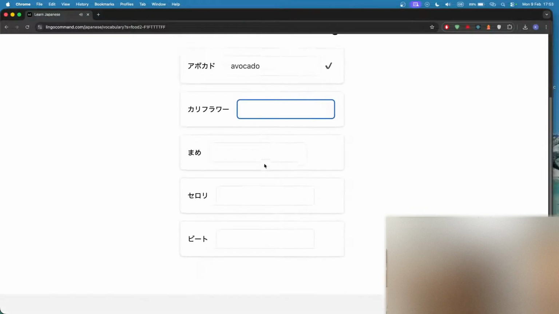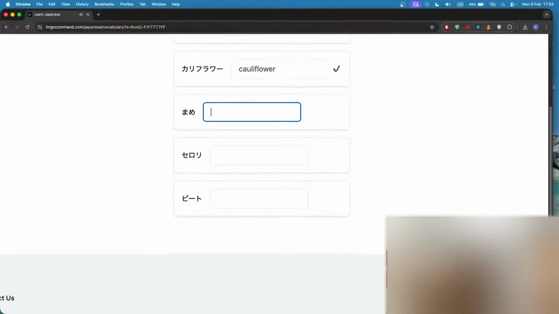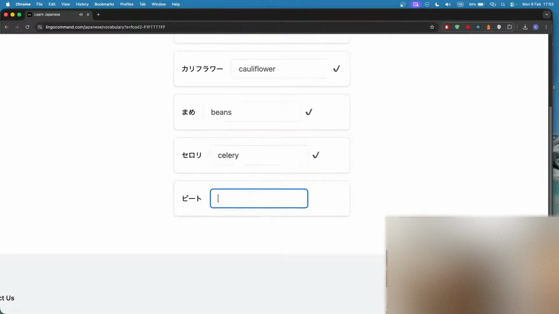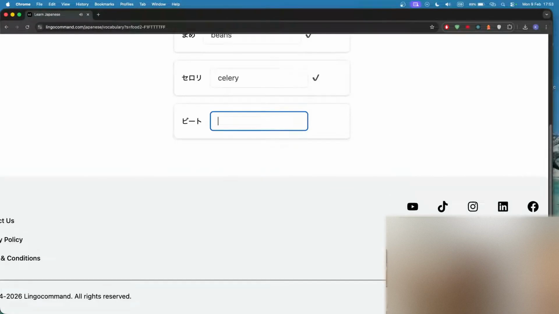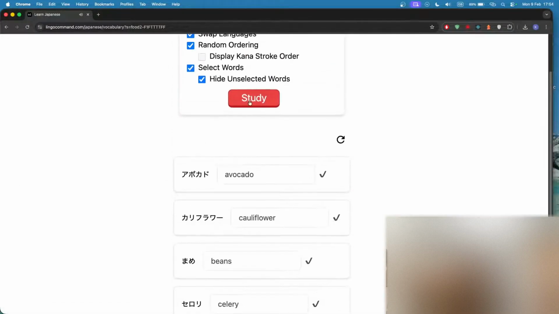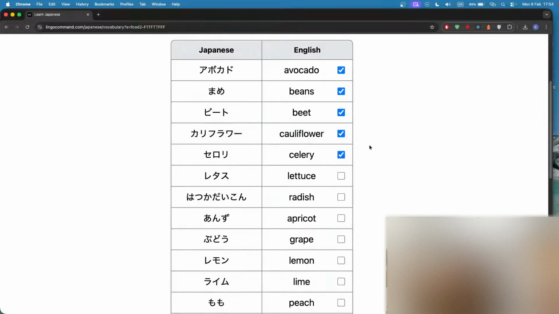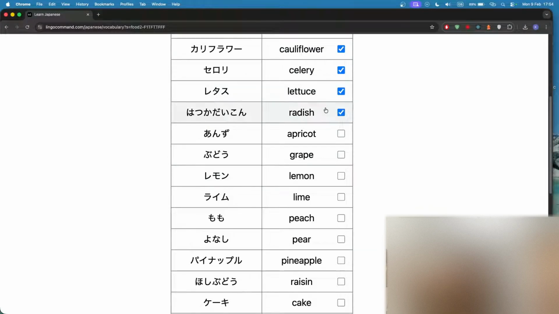Avocado. Cauliflower is cauliflower. Mame is beans. Celery is celery. And biito, sorry, this is beet, which means beet. So we'll go back to the study section, uncheck random ordering, and let's add another 5 words to go study. So we've got lettuce, radish, apricot, grape, and lemon.